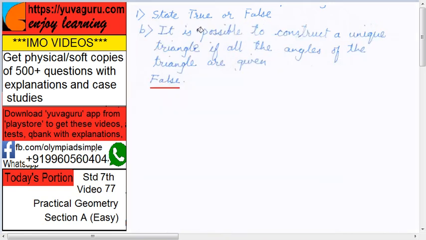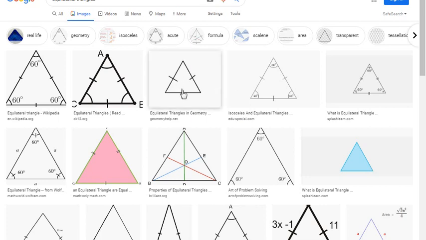Next, it is possible to construct a unique triangle if all the angles of a triangle are given. So that is false, definitely. See this. The angles of all these triangles are 60 degrees. All are equilateral. But are they unique? Unique means what? It means it should look the same.